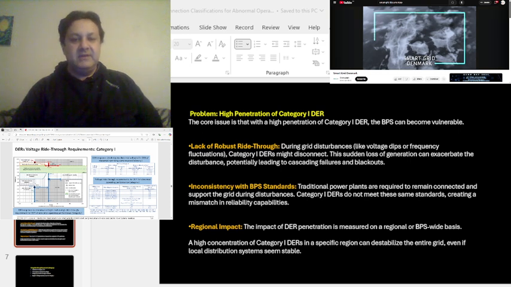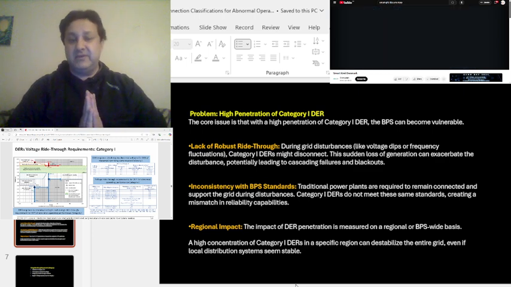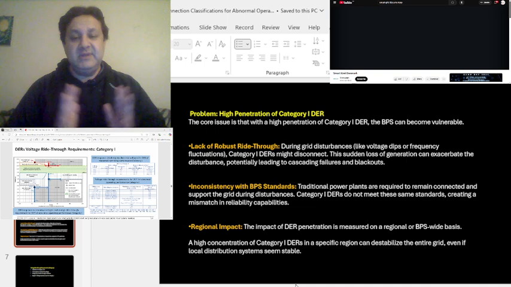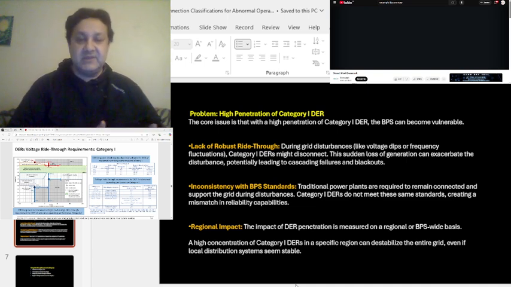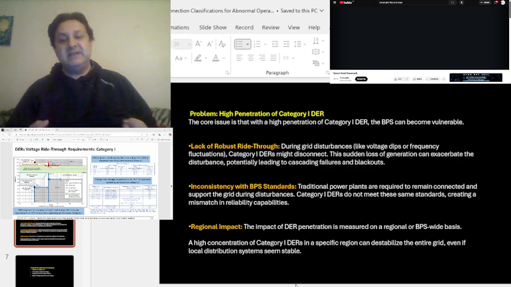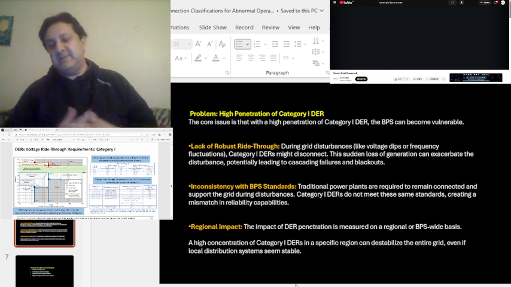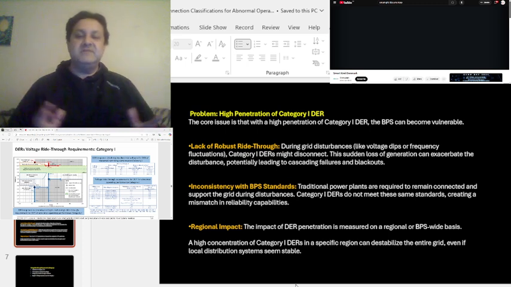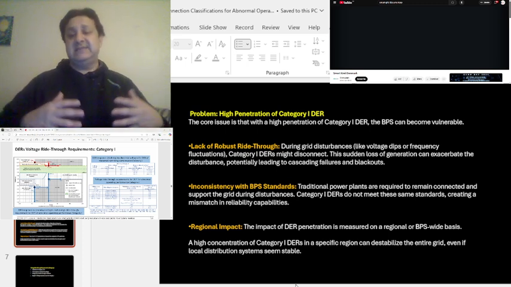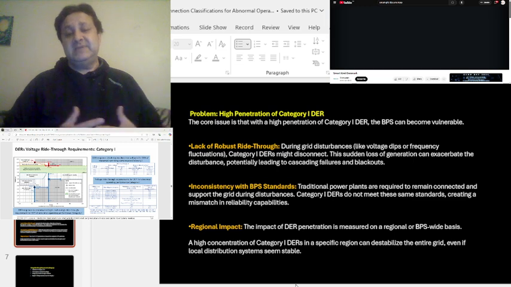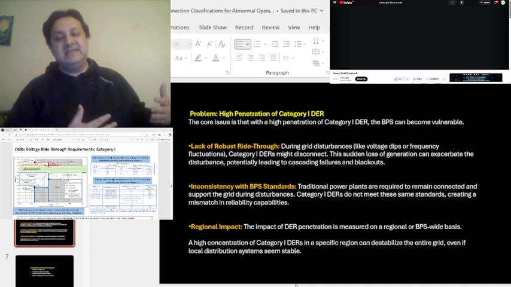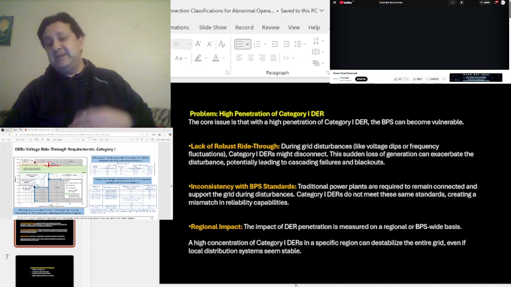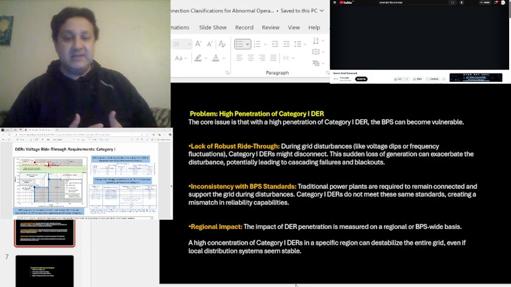We'll continue with the presentation. The lack of robust ride-through during grid disturbances like voltage dips, as we will talk about, or frequency fluctuations: category 1 DERs might disconnect. There is a possibility. This sudden loss of generation can exacerbate the disturbance, potentially leading to cascading failures and blackouts. So that is the lack of robust ride-through.